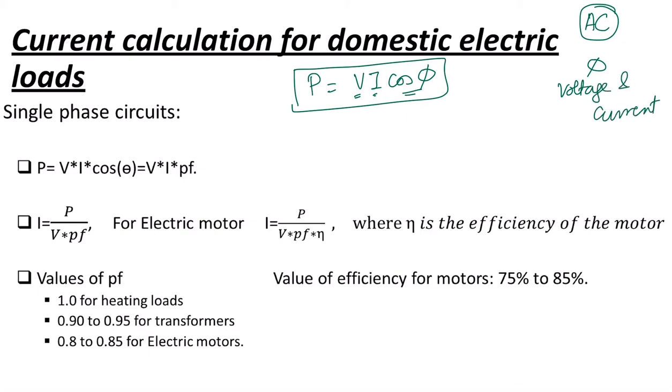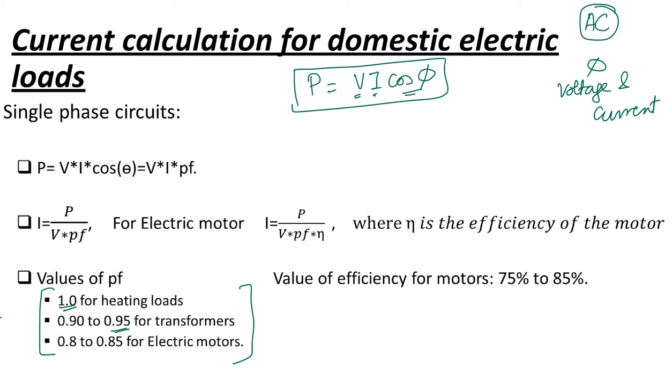Okay, and typically these power factor values are like this. It is usually 1 for heating loads, it is 0.9 to 0.95 for transformers, and about 0.8 to 0.85 for electric motors.